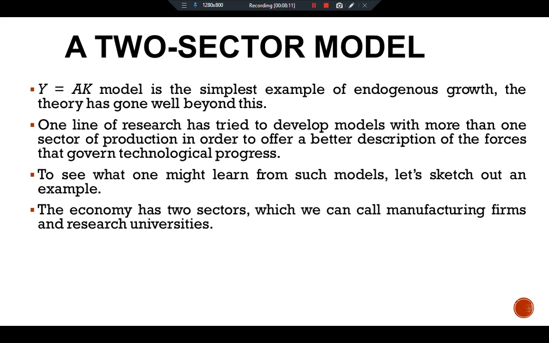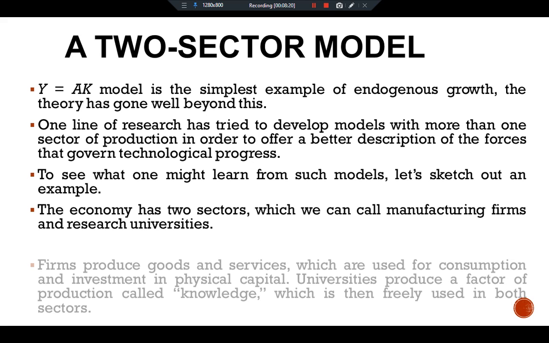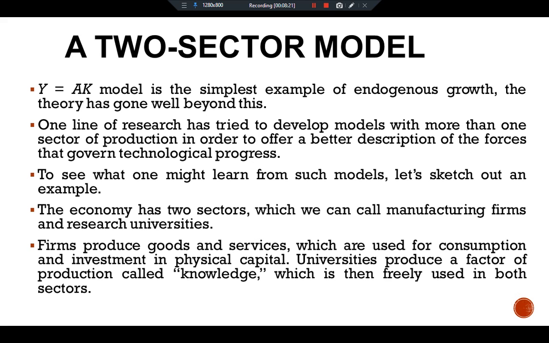The economy has two sectors, which we can call manufacturing firms and research universities. Firms produce goods and services which are used for consumption and investment in physical capital. Universities produce a factor of production called knowledge, which is then freely used in both sectors.